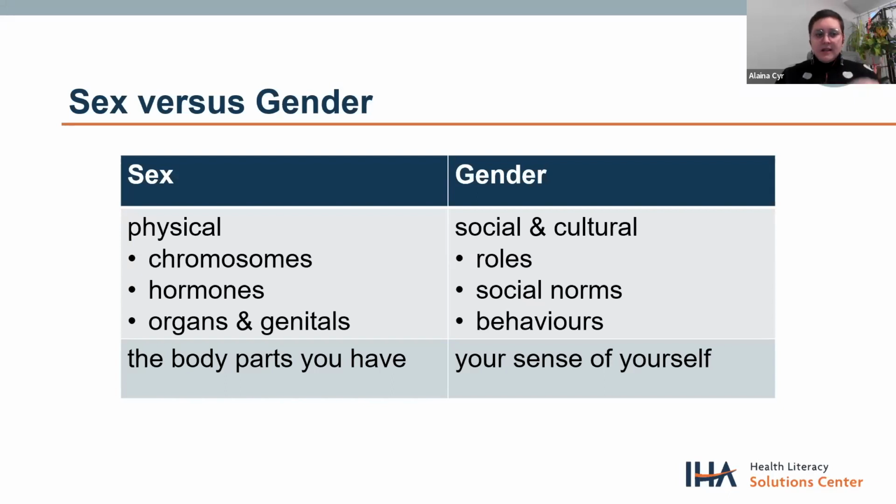So when we're talking about sex, it's really about the physical body: your anatomy, your hormones, your genitals, your organs, the body parts you have. When we're talking about gender, it's about how you present yourself, or what you see yourself as in the social and cultural setting. So the roles you take, the social norms that you follow, the behaviors, the sense of self.